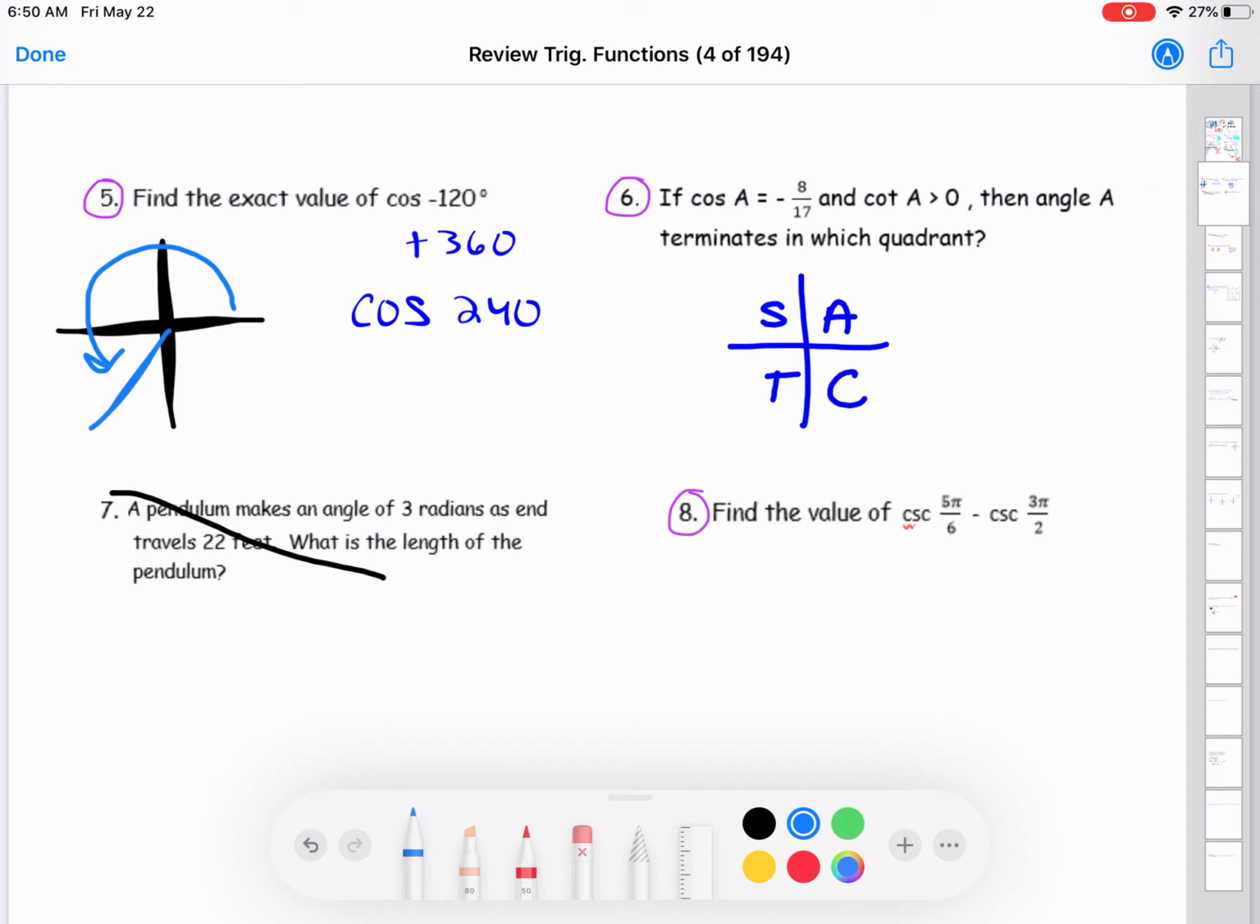Right in here. Reference angle between the x-axis and the terminal side. In order to find the reference angle in that quadrant, we subtract 180. I'm left with 60. All Students Take Calculus, only tan is positive. So therefore, this is going to be negative cosine of 60. So this will be negative 1/2.